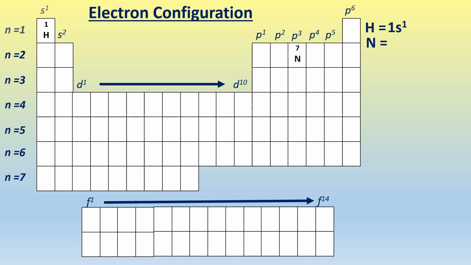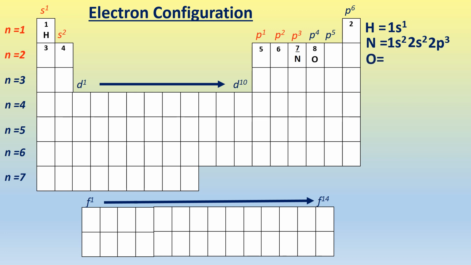If one goes further to nitrogen, nitrogen has 7 electrons, being the 7th element. Starting from the beginning, you fill in 1s2. You're now in the second row, where you have to go through elements 3 and 4, 2s2, and 3 columns over on the p side, to give you nitrogen being 1s2, 2s2, 2p3.